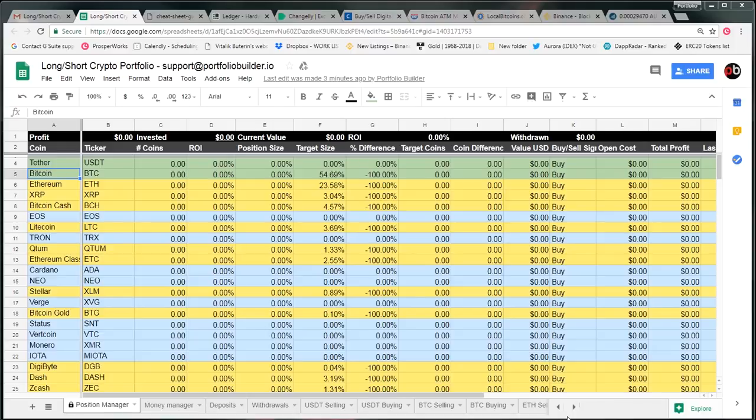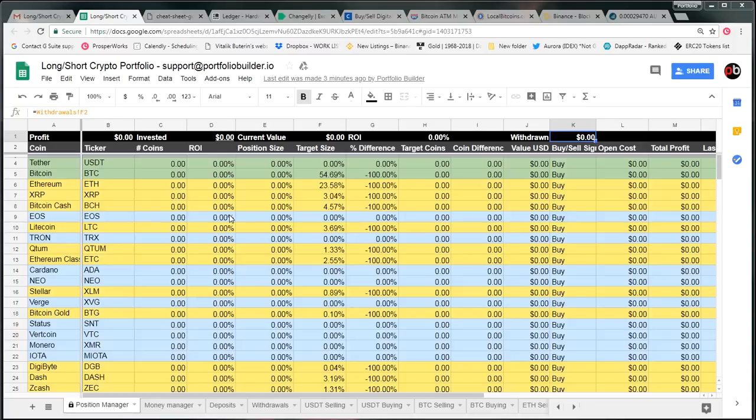So first of all, we have a position manager, which is telling you your total profit up top, how much money you've invested, the current value of your portfolio, the current return on investment, and how much money you've withdrawn. We don't actually copy or paste anything in or out of this sheet. It's really just for you to have a good feel for what's going on in your portfolio. And it actually summarizes all your results, even from the short portfolio.